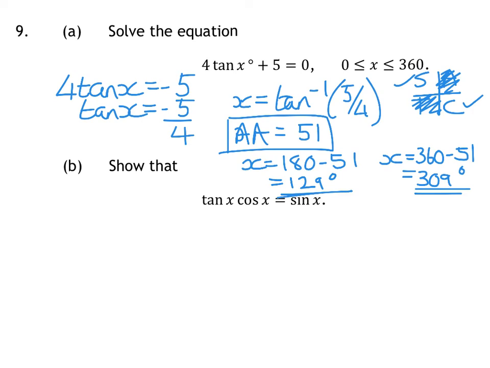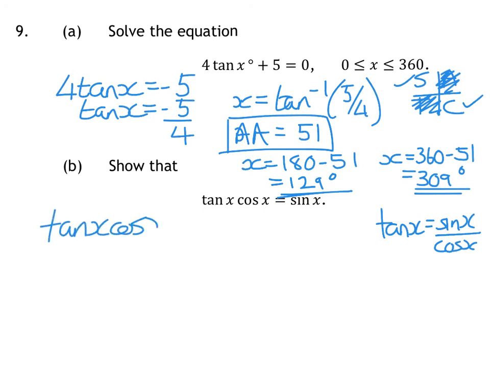Part B is a show that whenever you see tan x, you're going to write tan equals sine over cos. This is one of the trig identities you had to remember. So this tan x cos x can be written as sine x over cos x.